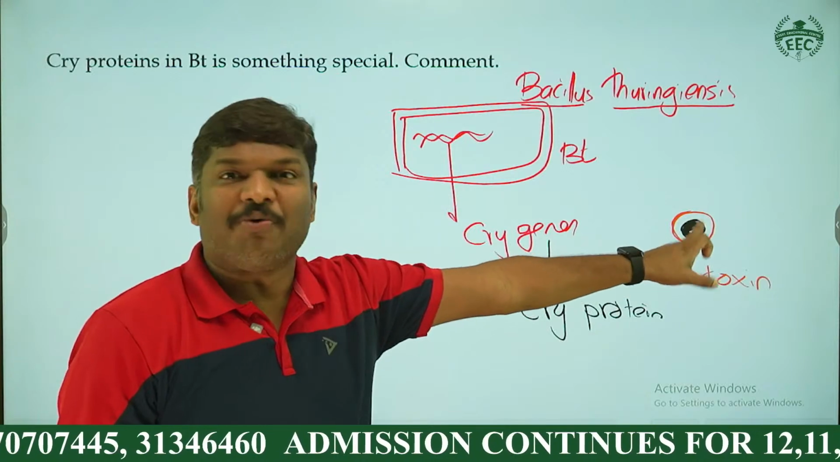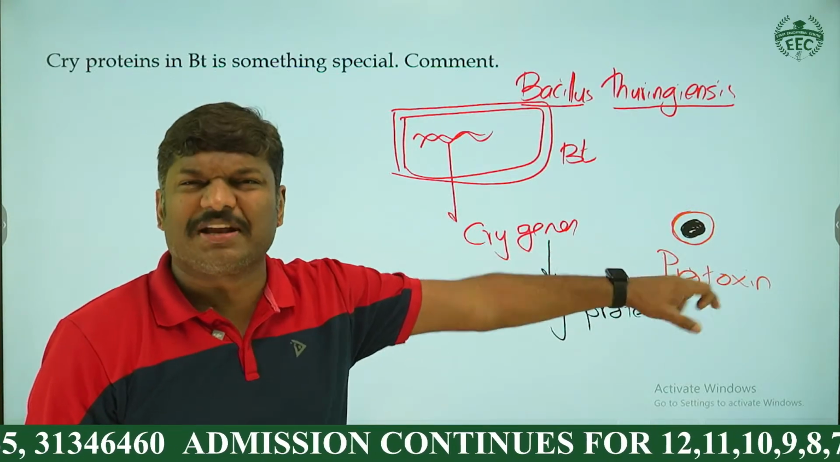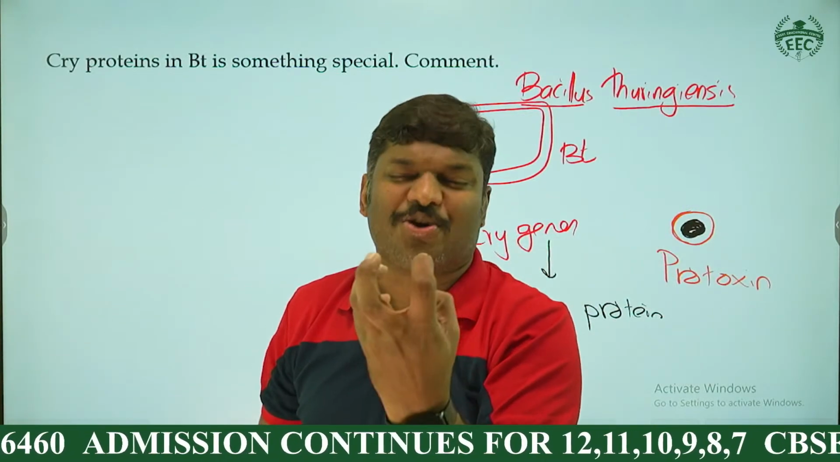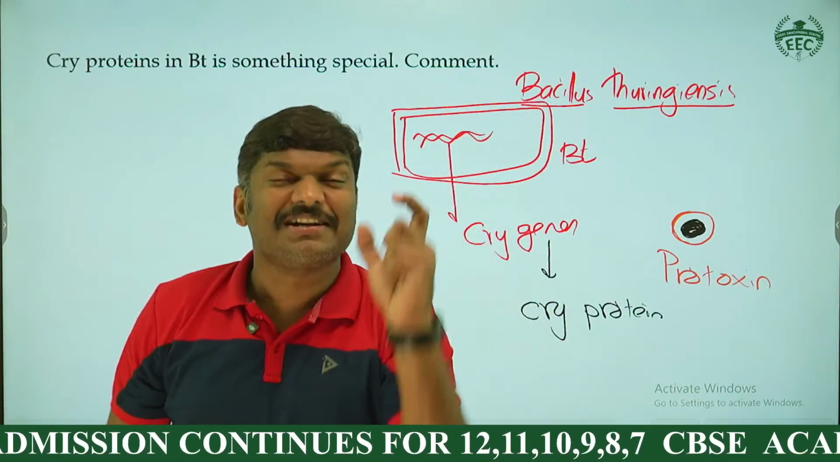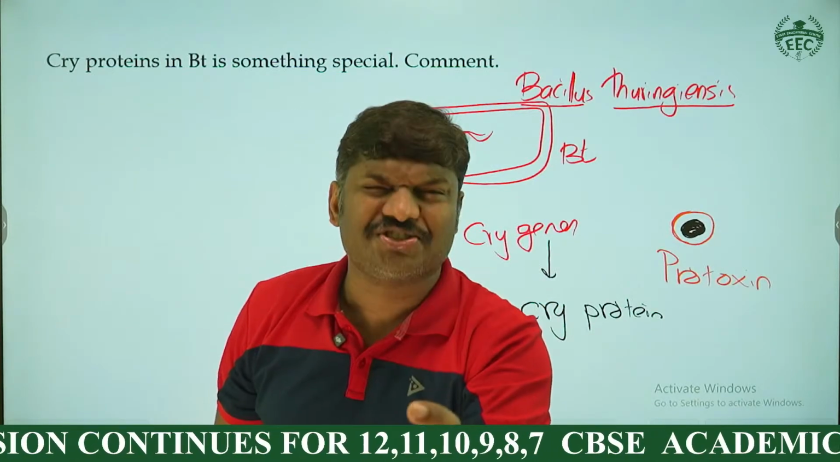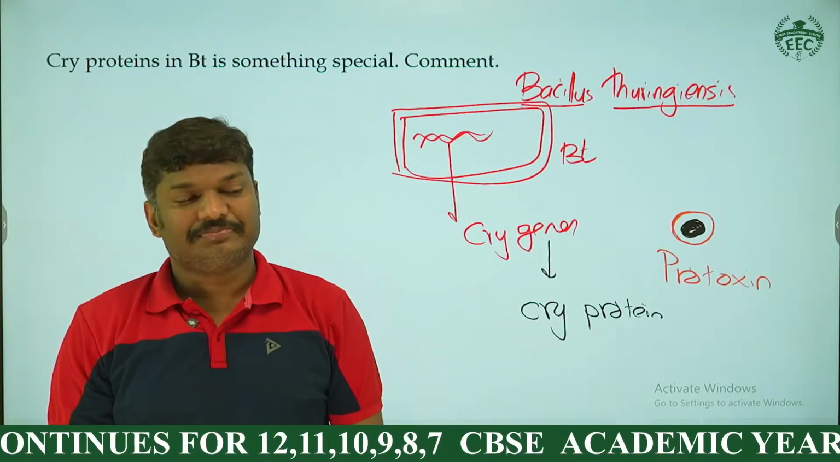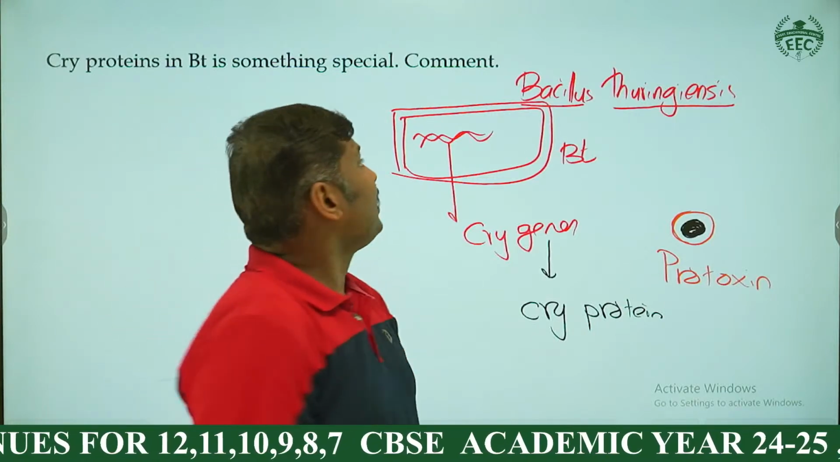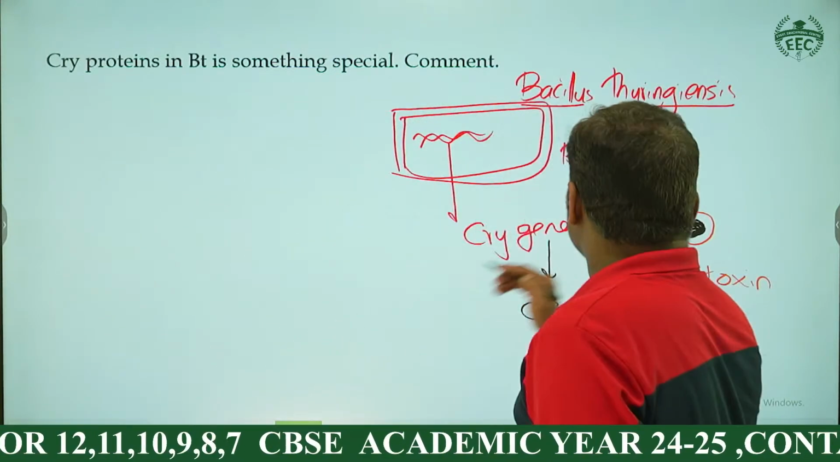Why is it called protoxin? Because the toxic material, the endotoxin, is covered by a crystal covering, the cry protein. So here you can see what is the speciality of this cry protein.